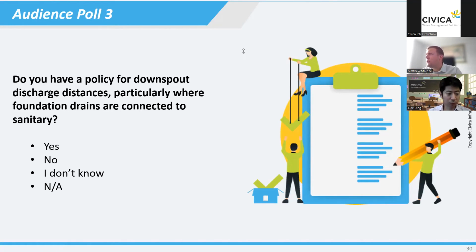Okay, so I'll just quickly end this one. So we'll share the results. It sounds like a good mix here. Some do have a policy around downspout discharge distances, and I know even within the GTA, we have the TRCA, CVC, and some of the other conservation authorities have their own policies or recommendations around downspout discharge distances from foundations, and trying to promote infiltration into the natural environment. So some municipalities may rely on some of that guidance as well, but an interesting mixed bag of results there.